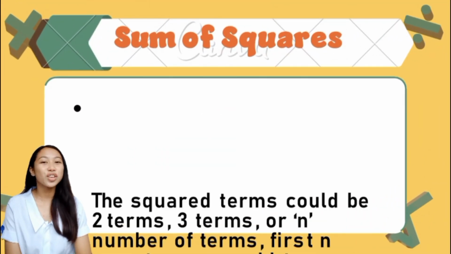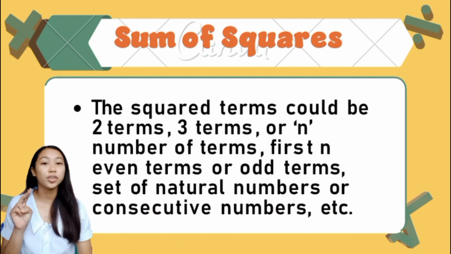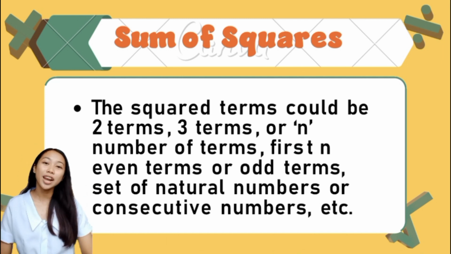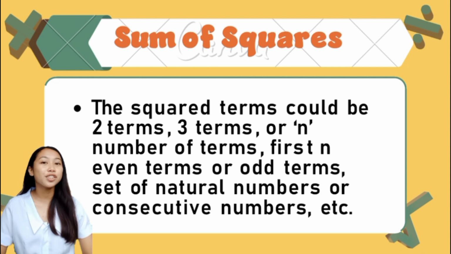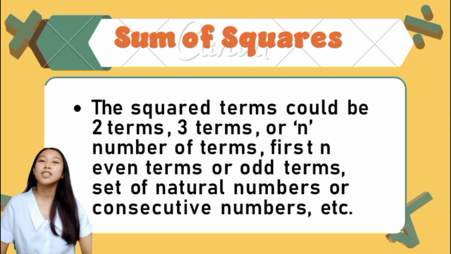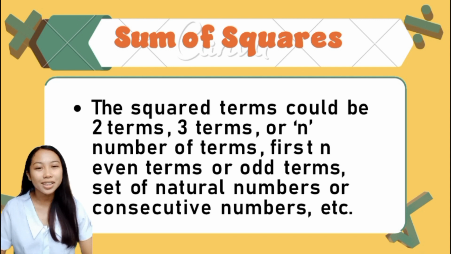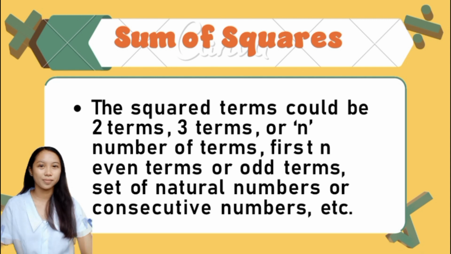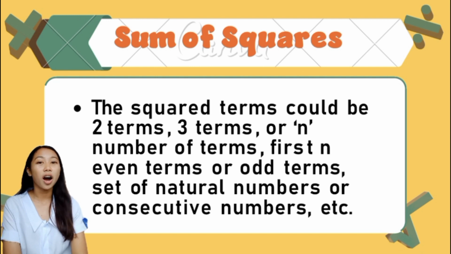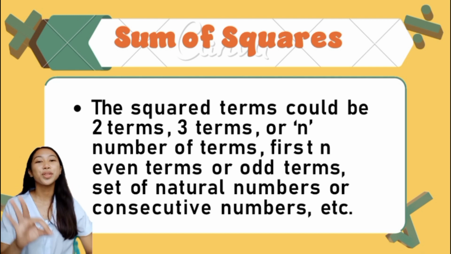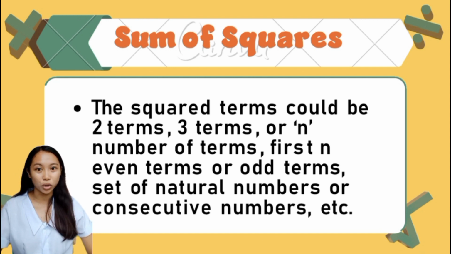To continue, the squared terms could be 2 terms, 3 terms, or n number of terms, first and even terms or odd terms, set of natural numbers, or consecutive numbers, and so on. In arithmetic, we often come across the sum of n natural numbers. There are various formulae and techniques for the calculation of the sum of squares. Let us write some of the forms with respect to 2 numbers, 3 numbers, and n numbers.